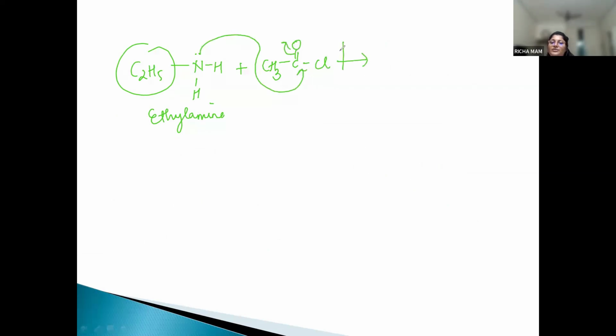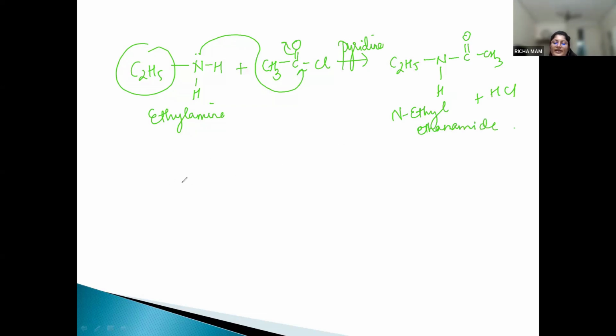And what am I going to get? This occurs in the presence of a base like pyridine. I'm going to get C2H5NH, then C double bond O, CH3, plus HCl. So I'm going to get N-ethyl ethanamide. So these are the examples.